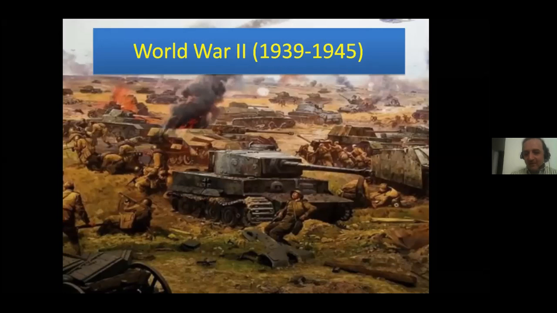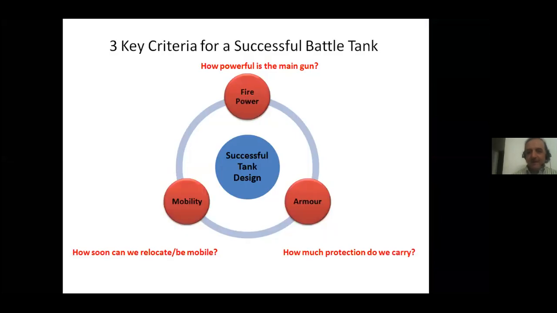The picture that you see here on your screen, which I put in as a background, is a representative and very good painting that I found, which depicts the 1943 Battle of Kursk, among the biggest tank battles in the history of warfare. Now, it's important to know the three criteria for a successful tank design: firepower, armor, and mobility.